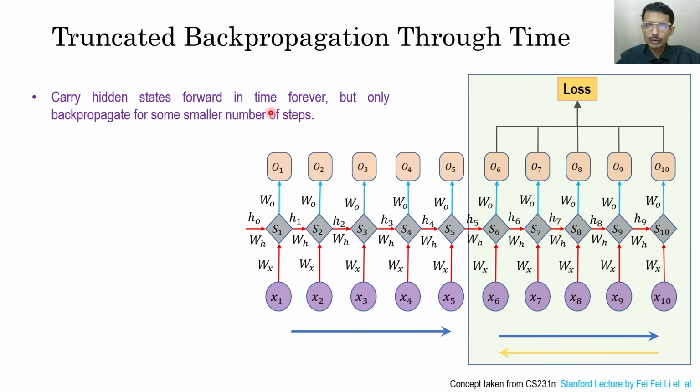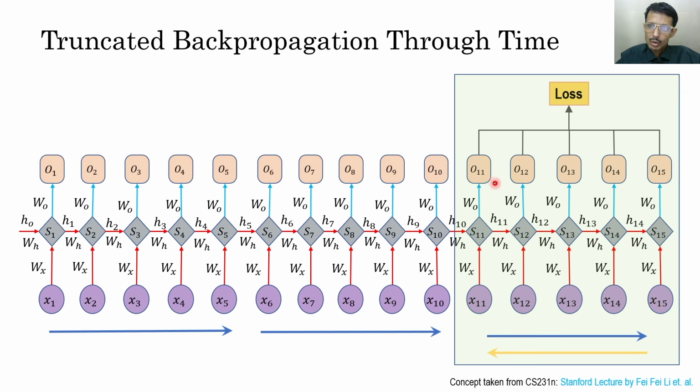So the carry hidden state is for infinite. This is carrying from infinite states, from whatever previous. But all we are training or backpropagating is only this, output 10 to output 6. Another 5 steps, and next step will go for O11 to O15.